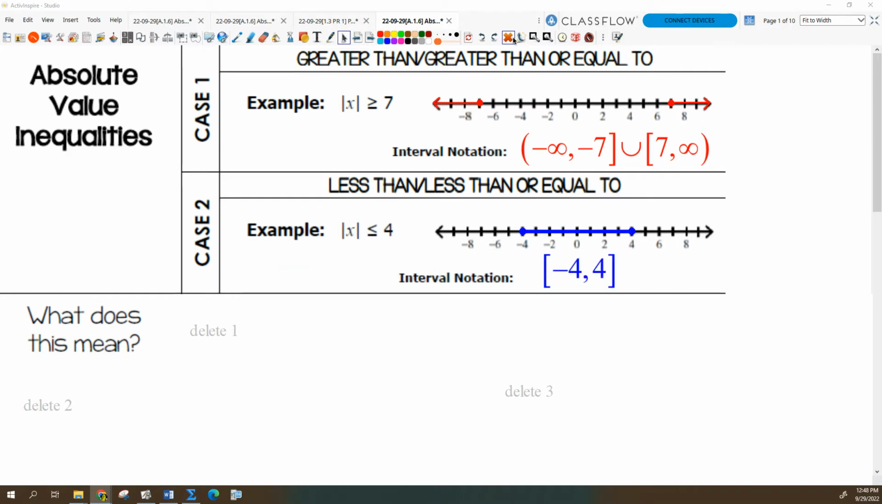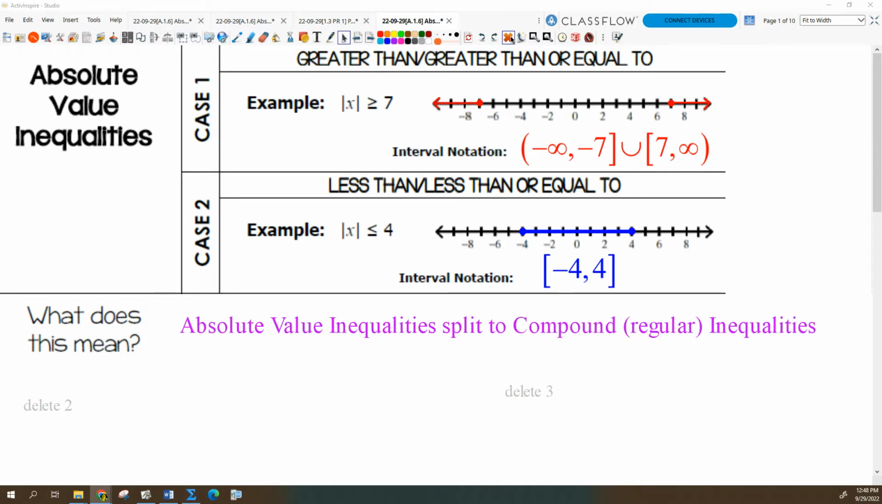So we got another trend going on here that's a little different. This time we want the values of x that are small positive or negative values, so that when they're made positive by the absolute value, they're still small. Everybody get that? So what does this mean, these two trends? It means, as you might expect, that absolute value inequalities are going to split into compound regular inequalities. Because look at the two results we had.